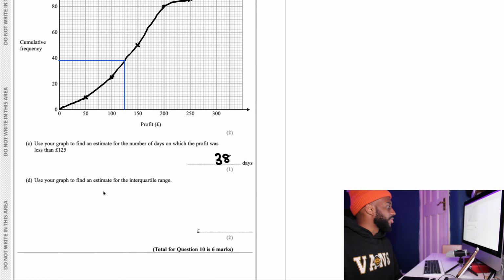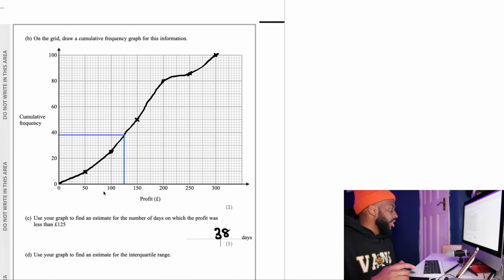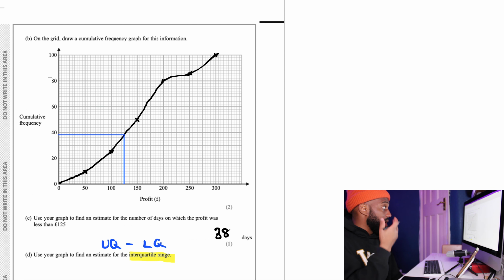And then it says use your graph to find an estimate of the interquartile range. So for this bit, you need to know that your interquartile range is the upper quartile minus the lower quartile. To find the upper and lower quartile on this graph, we need to look at our cumulative frequency, and our upper quartile is going to be 3/4 of our cumulative frequency, which is at 100. So 3/4 of that is going to be 75.